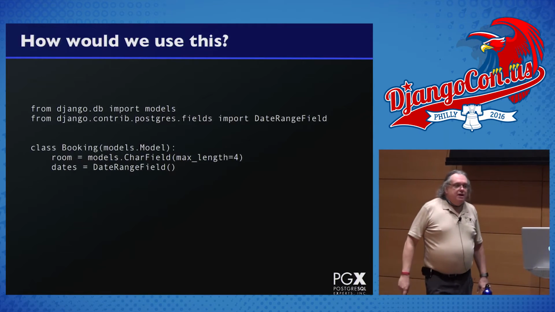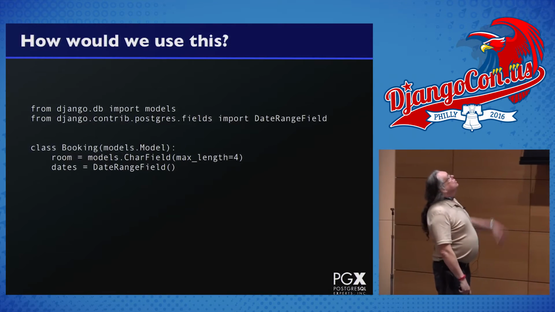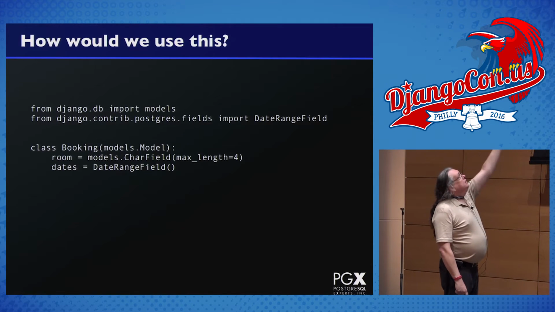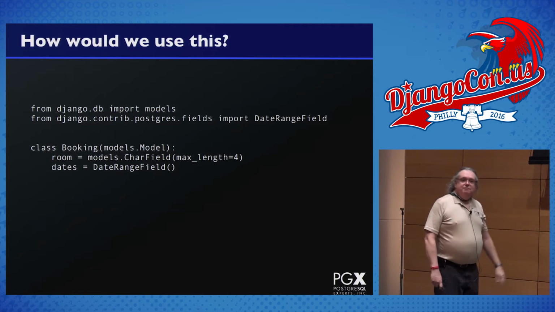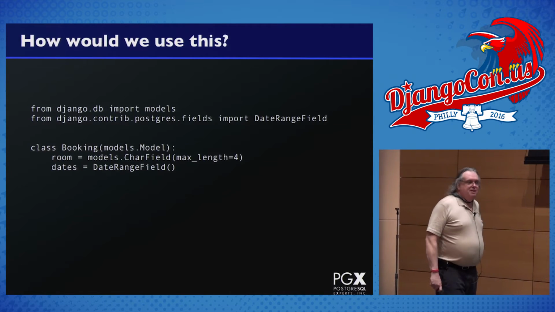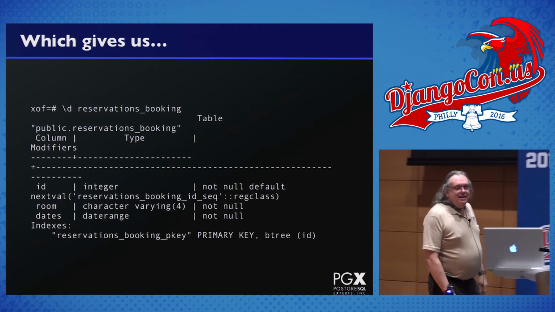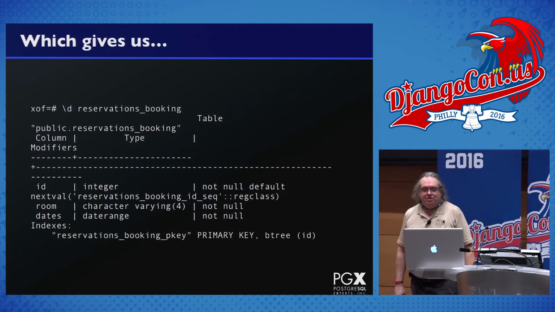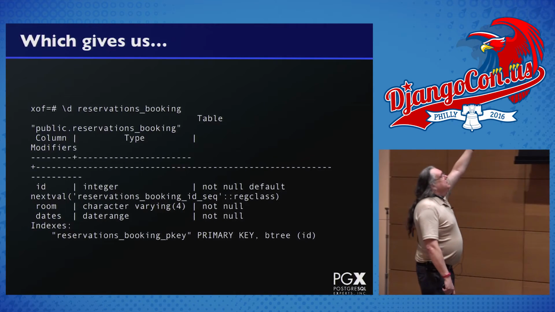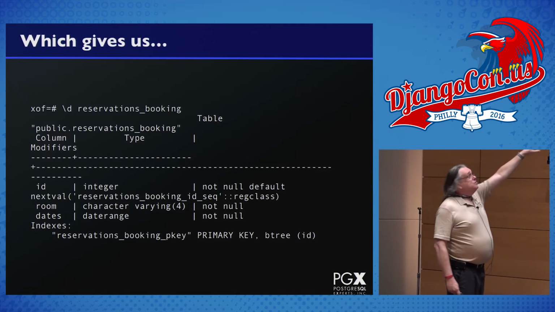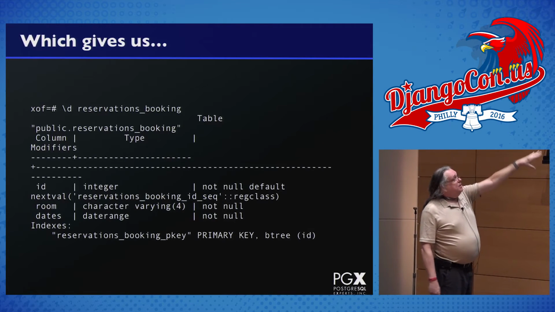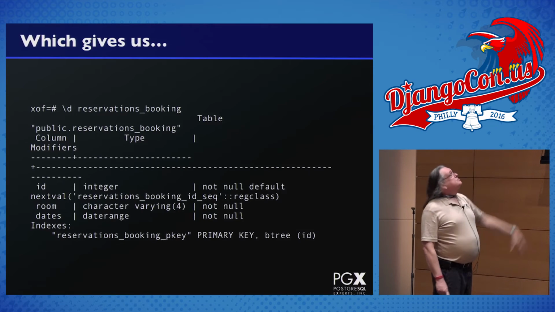Okay, so how does this look? In your model, you say, I have a booking, and it's a character field, and the dates of the booking. Probably all you need to build a reservation system, right? Long weekend project, done. And so you run a migration, and that's what it looks like. It has the usual integer sequence that we all love so much in Django, the room and the dates, and a primary key. But who cares about the primary key? We're not going to use that for this.